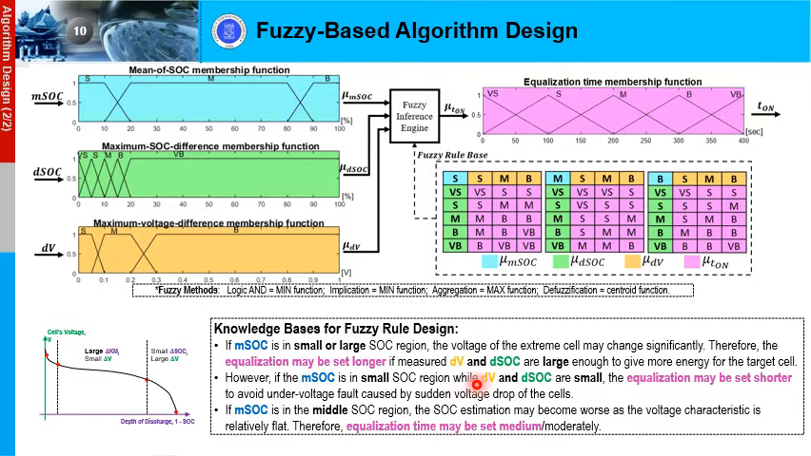However, if the difference are small, the equalization may be set shorter to avoid undervoltage fault condition caused by sudden voltage drop of the cells. If mean state of charge is in the middle region, the estimation may become worse as the voltage characteristic is relatively flat. Therefore, equalization time may be set to be medium.